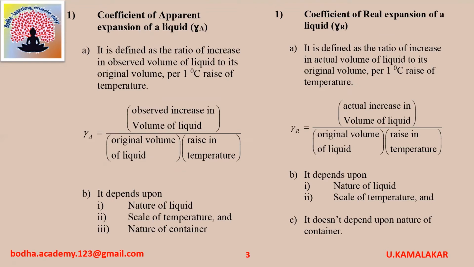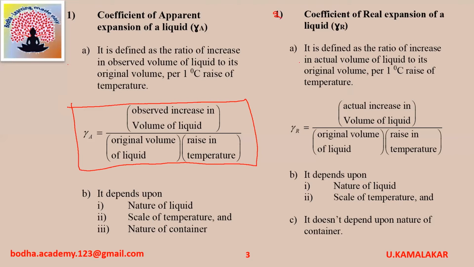First one, coefficient of apparent expansion of liquid. This is denoted by gamma A. It is defined as ratio of increase in observed volume of liquid to its original volume per 1 degree centigrade rise of temperature. It is given as gamma A is equal to observed increase in volume of liquid divided by original volume of liquid into rise in temperature. Coefficient of apparent expansion of liquid depends upon nature of liquid, scale of temperature, and nature of container.